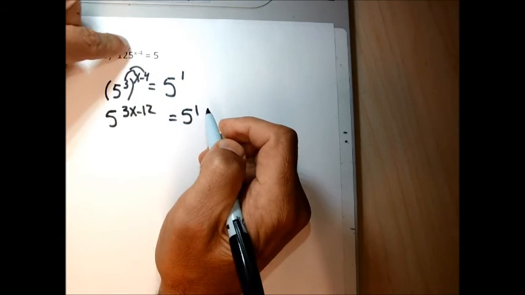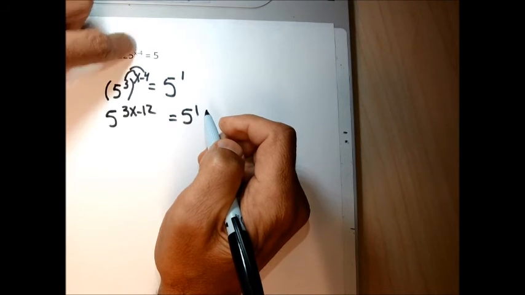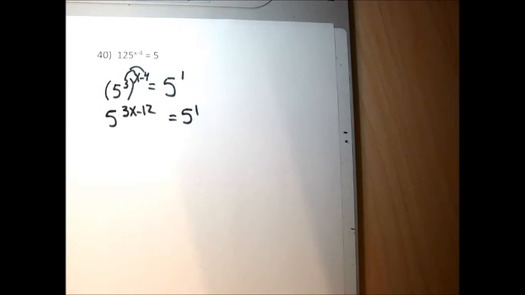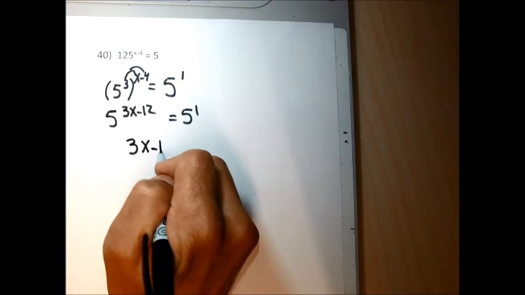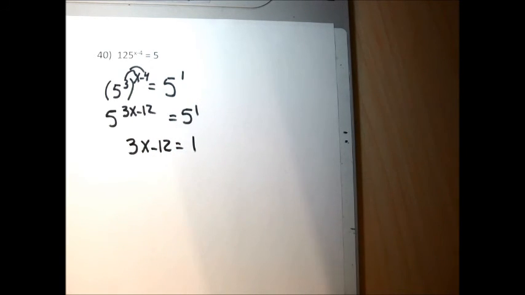So I multiply the 3 by the x and by the minus 4, and the left side becomes 5 to the 3x minus 12 equal to 5 to the first. Now that I have both sides with the same base, I drop the bases and I set the exponents equal to each other.